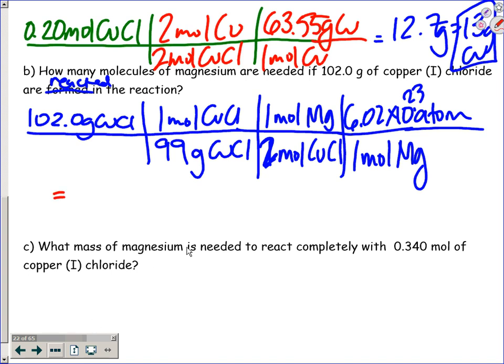And we can do this in our head, right, guys? So 102 divided by 99 is about 1. Divided by 2 is about 0.5. So half of 6.02 is around 3 times 10 to the 23. 101? Yeah. So, yeah, I need all that, don't I?